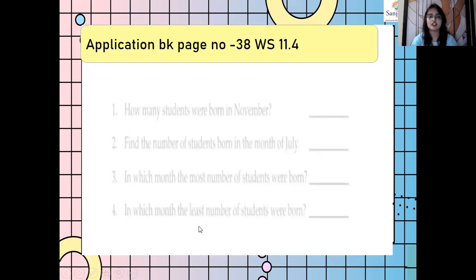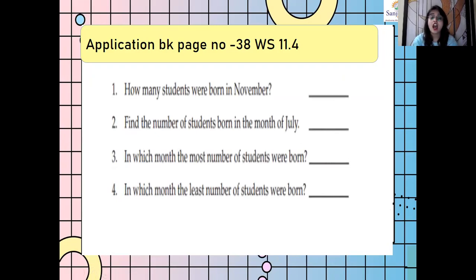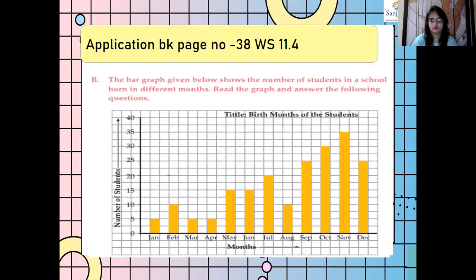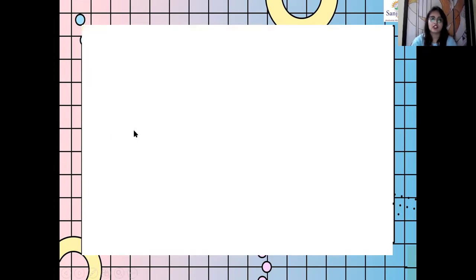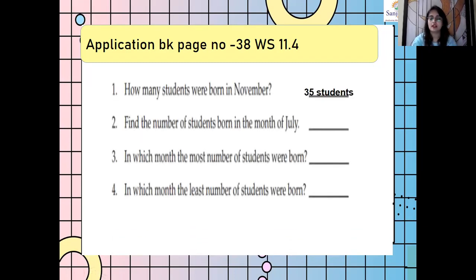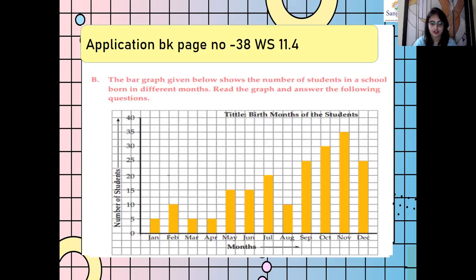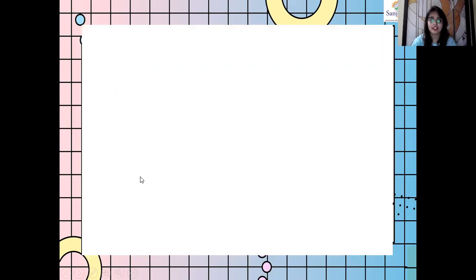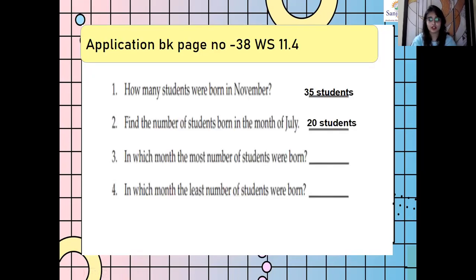Now let us look at question number 1. How many students were born in November? Look at the bar graph drawn. It is till 35. So 35 students were born in the month of November. Second question: find the number of students born in the month of July. Look at the July bar. July bar is till 20. So how many students have been born in July? That is 20 students.